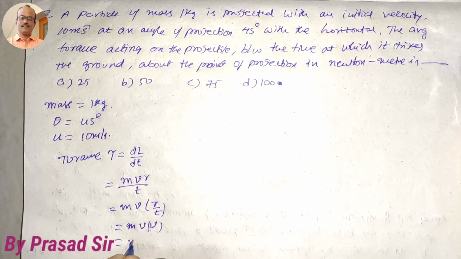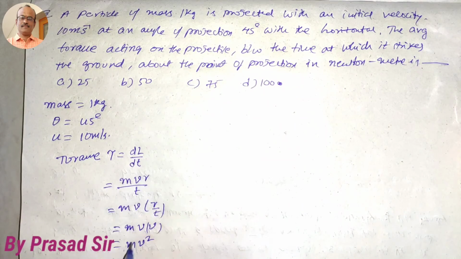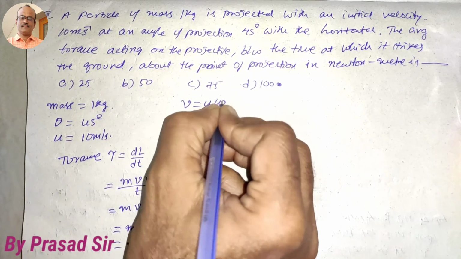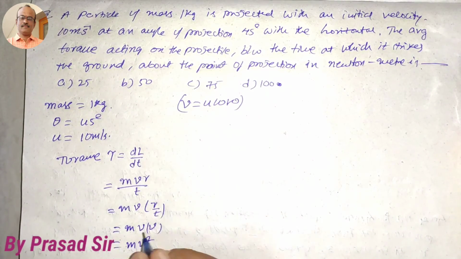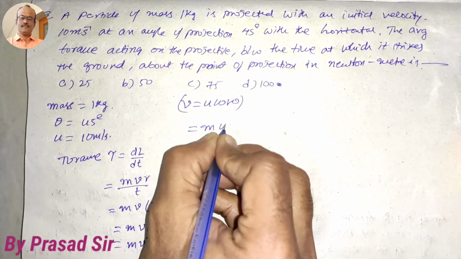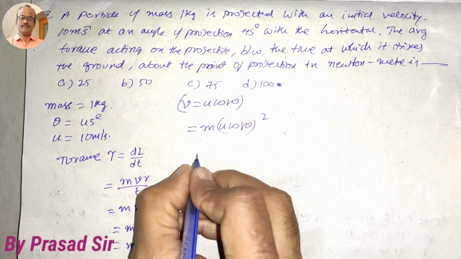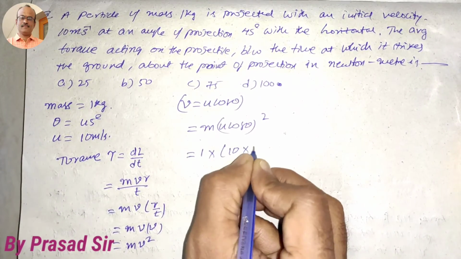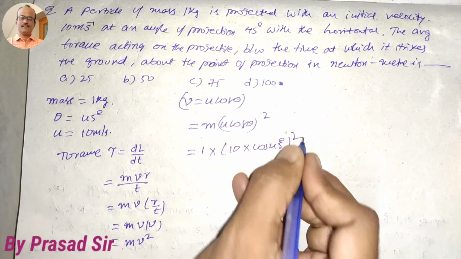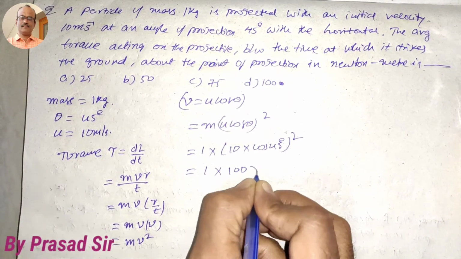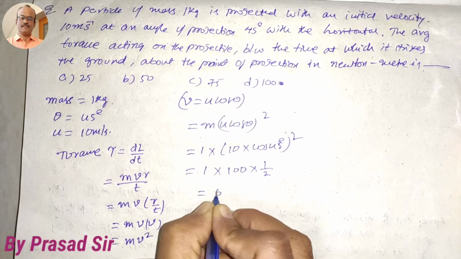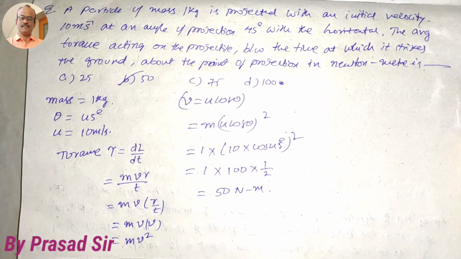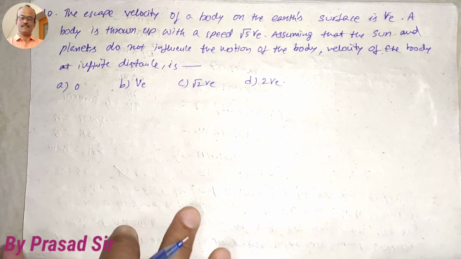So that means what happens here? mv square. Actually v is nothing but what is that? Horizontal velocity. So that means v is equal to u cos theta. Now substituting in this case, m into u cos theta whole square. So mass how much here? 1, and u means what is that? 10 into cos 45 degrees whole square. So 1 into 100 into 1 by 2 is equal to 50 Newton meter. So which option is correct here? Option B is correct.